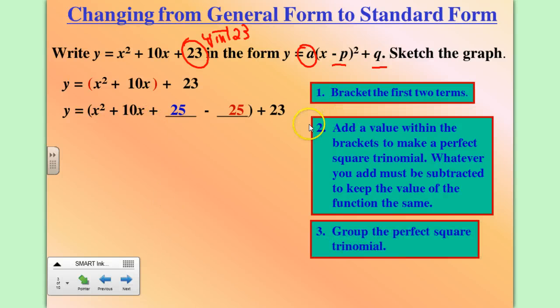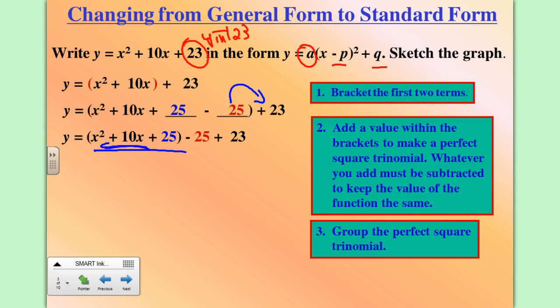Next, you'll group the part you need for the perfect square trinomial. So you don't need this minus 25. That minus 25 has got to go, right? This is the part that you really want. You really want the perfect square trinomial, right? You don't want to have that minus 25 there. So you kick it out, right? 25 minus 25 is 0, but we'll kick it outside the brackets.